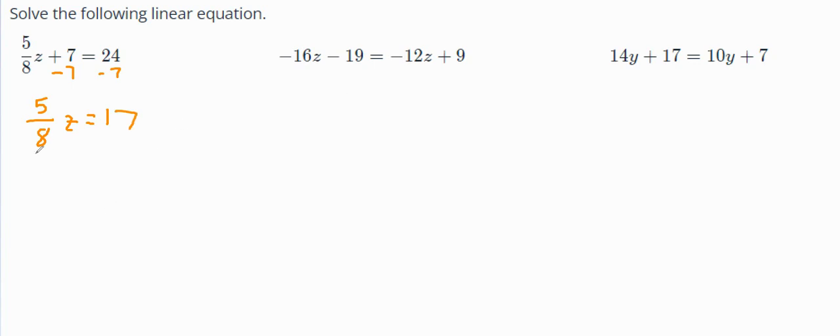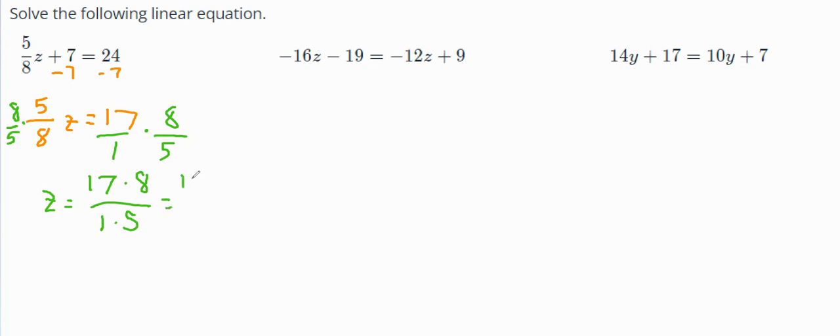At this point, we could divide both sides by 5/8, and that's right, but you'd have to be a little careful putting it in the calculator. So we usually say we're going to multiply both sides by the reciprocal, which is 8/5. And do note that 17 is the same thing as 17/1. So when we multiply both sides by 8/5, we can multiply straight across, if it's been a while, 17 times 8 over 1 times 5.